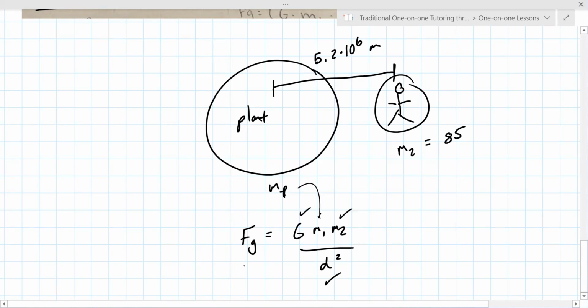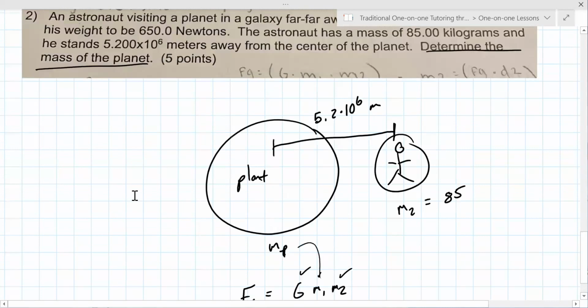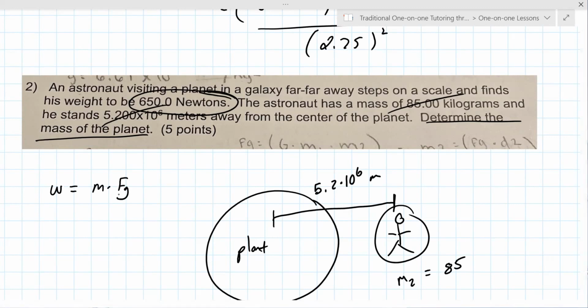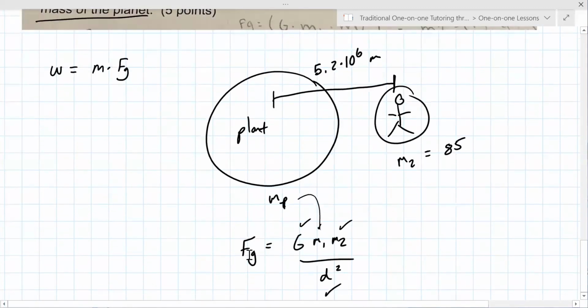Usually we're finding F of G. Do you agree with that? Yeah. Okay. So that's a problem. We have two unknowns here. So let's go back and look one more time. The information we have not used yet is the 650 newtons. So your weight is your mass times the force of gravity. Okay. So the force of gravity is the same as this value down here.